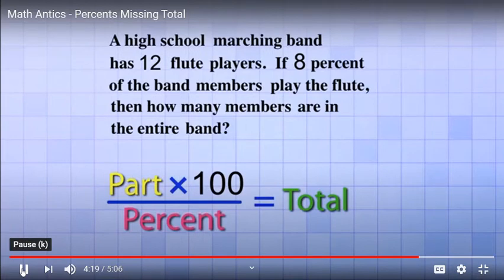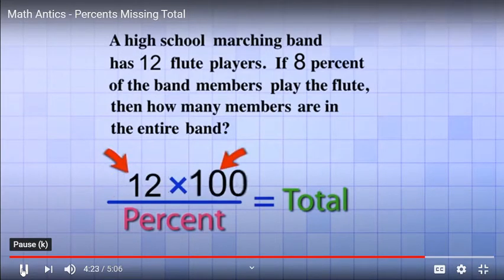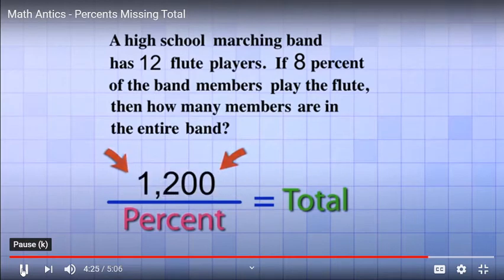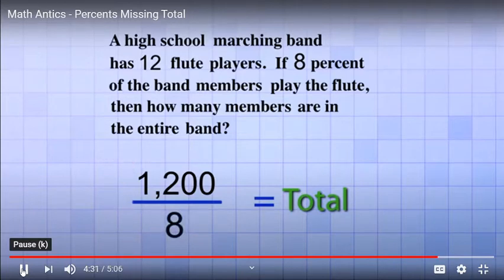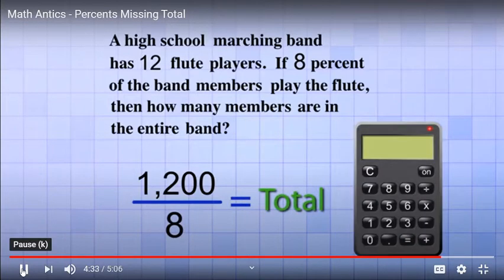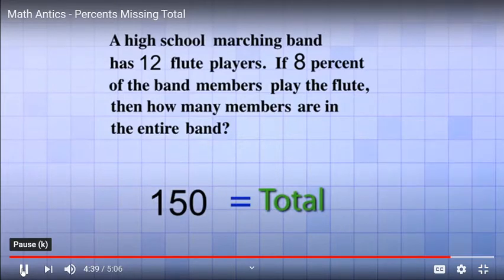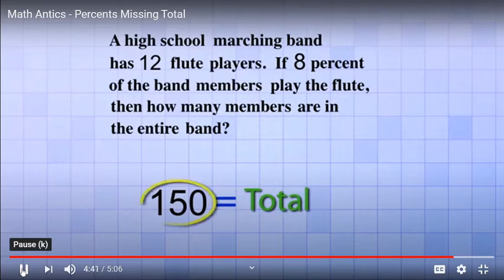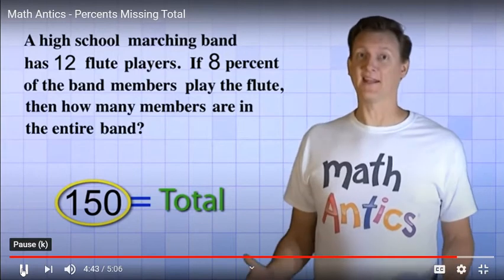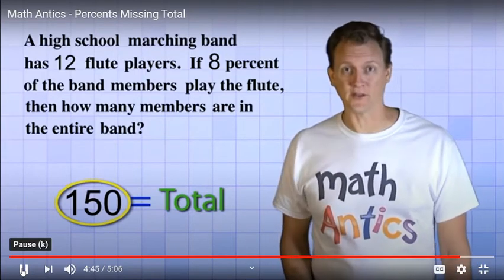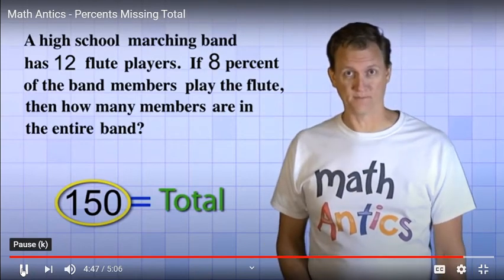For step 1, we multiply the part by 100. 12 times 100 equals 1200. For step 2, we divide that 1200 by the percent, which is 8. This time I think I'll use a calculator to divide. 1200 divided by 8 equals 150. Great. That means that the total number of band members is 150. And again, you can always check your answer the way we did in the last example.